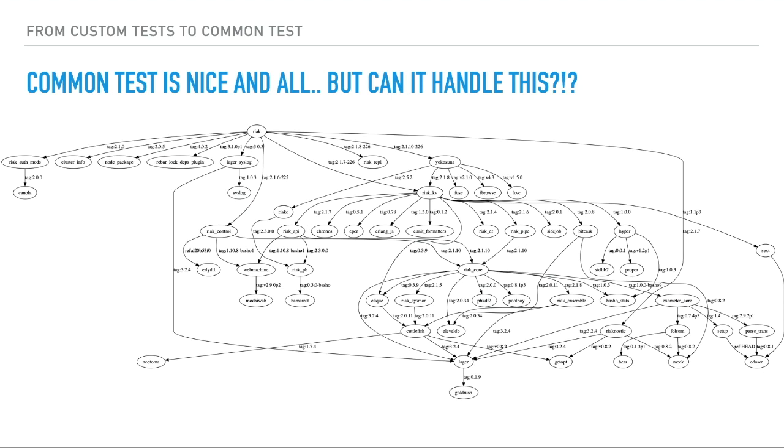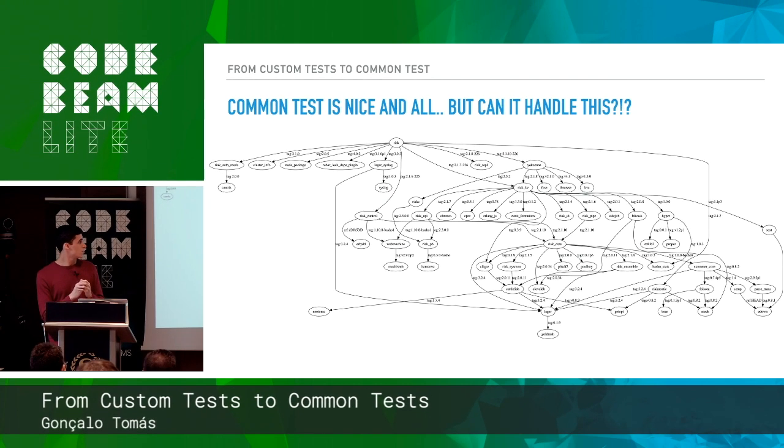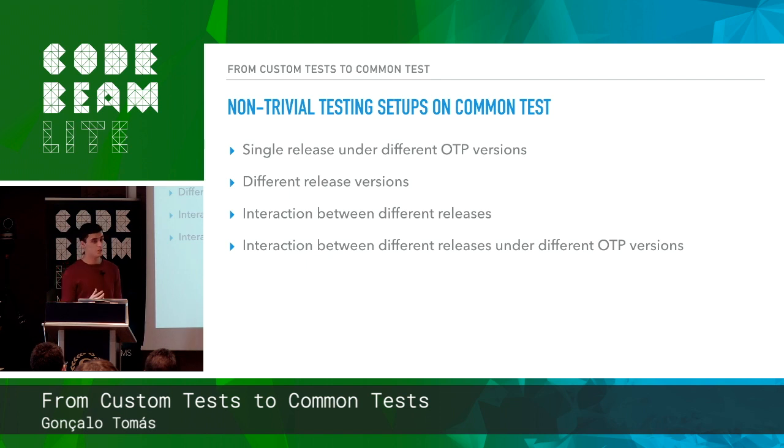So each node in that graph is probably going to have unit tests and common test suites. And when you actually use all of these dependencies to compose Riak to build the database itself, with all of these different versions associated with them, sometimes it's difficult to just use common tests for this. And this is basically some motivation as to why Basho was driven into developing Riak Test. Some things aren't that trivial to set up in common tests.